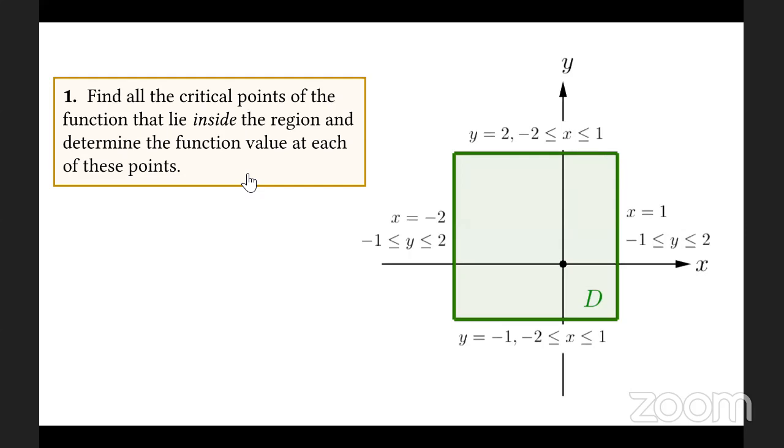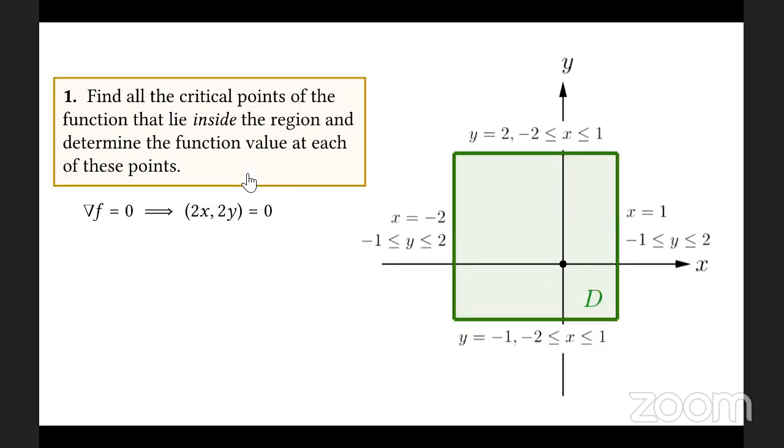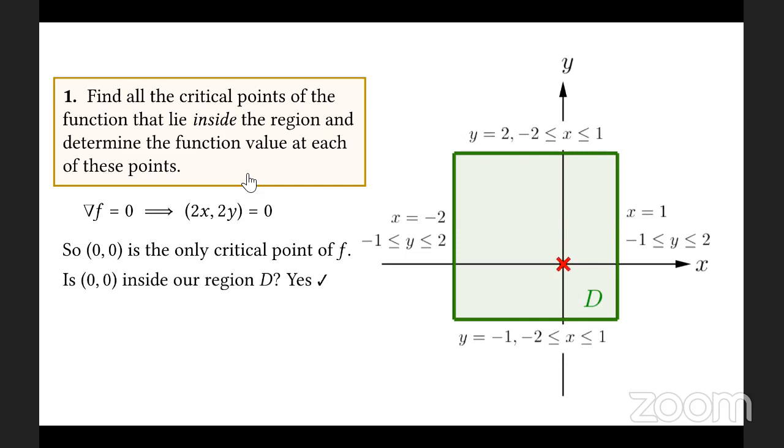So the first thing we're going to do is find all the critical points of the function that lie inside the region. Just to remind you, f is x squared plus y squared plus 2. Setting the gradient of f equal to 0, we get 2x, 2y equals 0. And the only way that's 0 is if x, y equals 0, 0. Is it inside the region? Yes, right? So for constrained optimization we only care about critical points that lie inside the region over which we're optimizing.